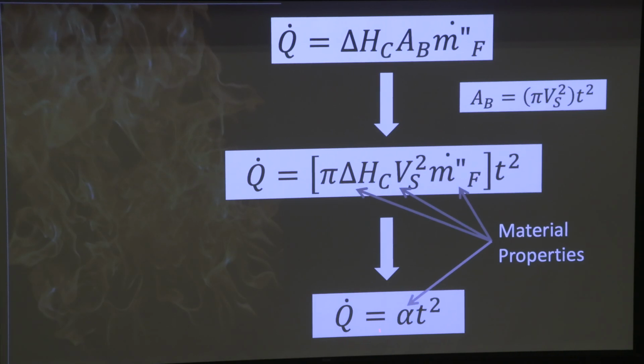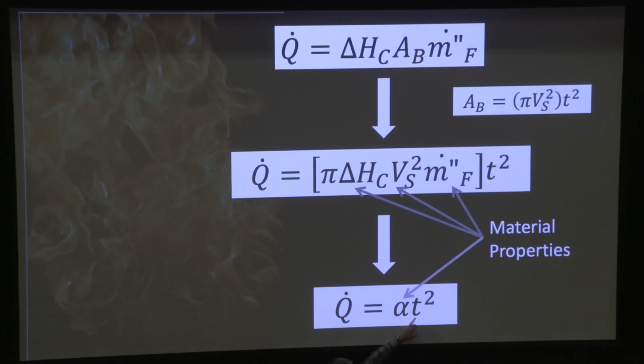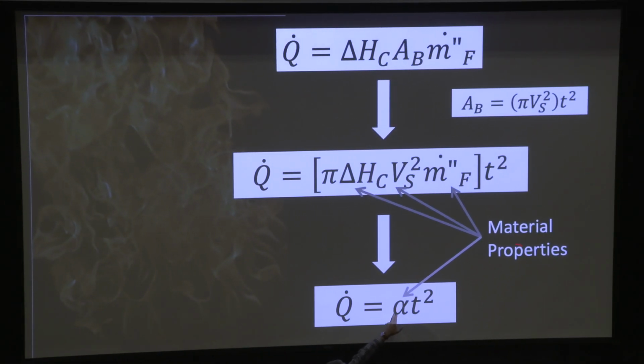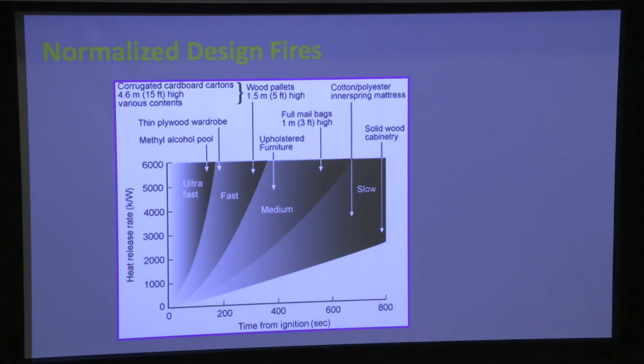Now, this immediately creates what we call an alpha t squared fire, where the heat release rate is proportional to the square of the time. So it's going to grow in a parabolic way, as the square of the time, and alpha is a constant that is a material property that is going to be different depending on which material you're burning. Is that okay? It's a very, very simple approach, and we've standardized it.